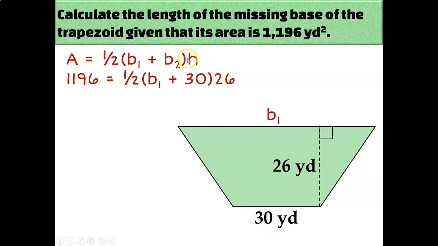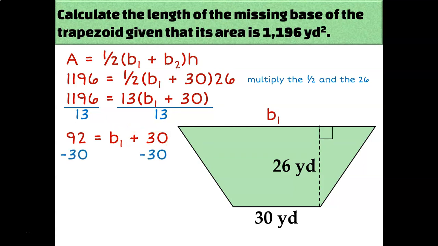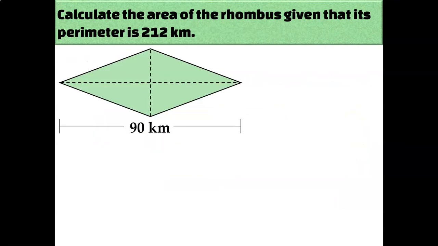So all I did is I took my formula for the area of a trapezoid and I filled in the numbers that I knew. Now I'm going to multiply the 1/2 and the 26. I know it's kind of far apart from each other, but it's all just multiplication, so 1/2 of 26 is 13. Then I can divide both sides by 13, and that way I'm left with just b1 plus 30, which means all I have to do to solve is subtract 30 from both sides, so it turns out that base 1 is 62 yards.